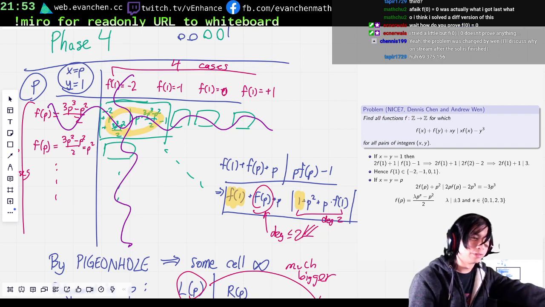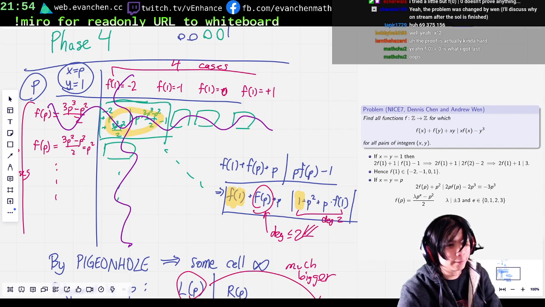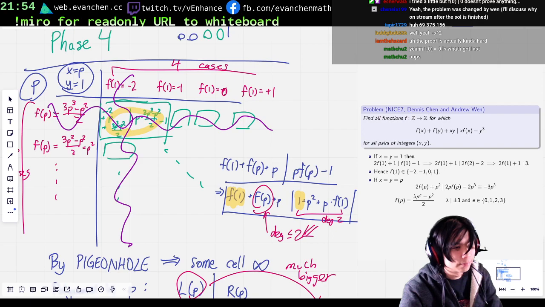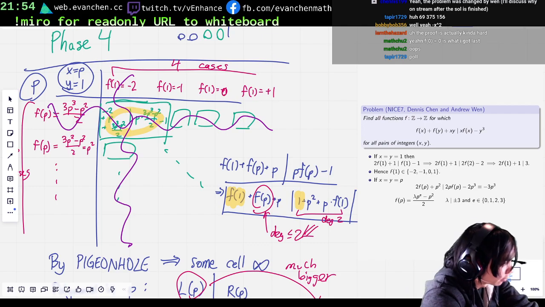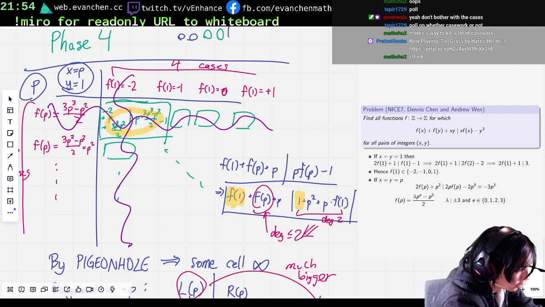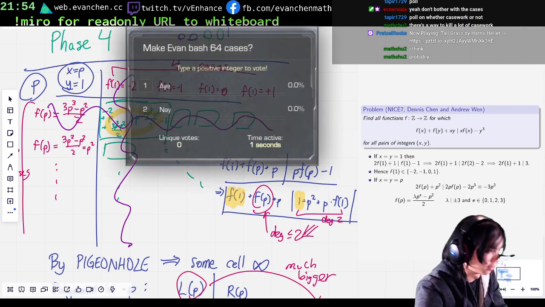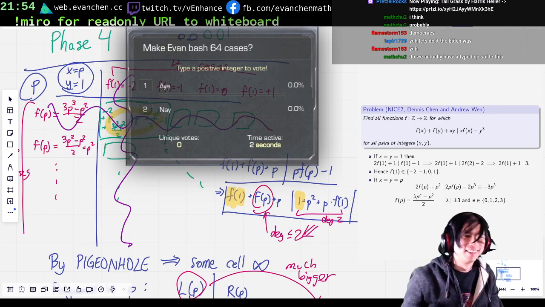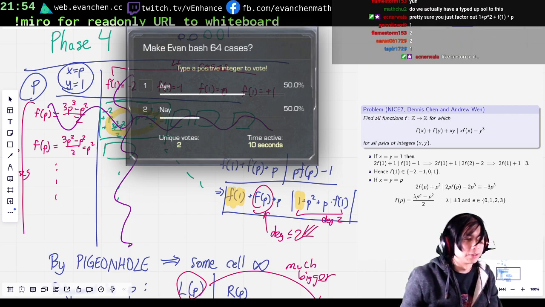Whatever. Do you guys actually want me to do the casework? Because I don't actually want to do the cases. I think in principle, okay, yeah, that's actually a good idea. We'll do a democratic vote. You want to just factor out? Yeah. Oh my god.